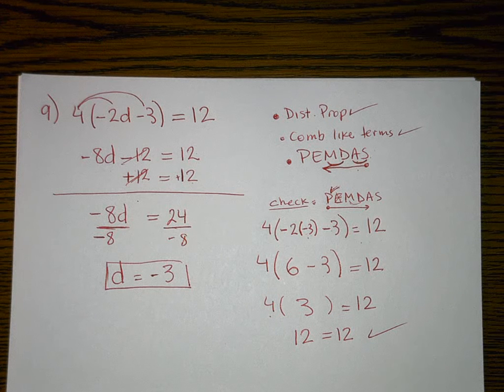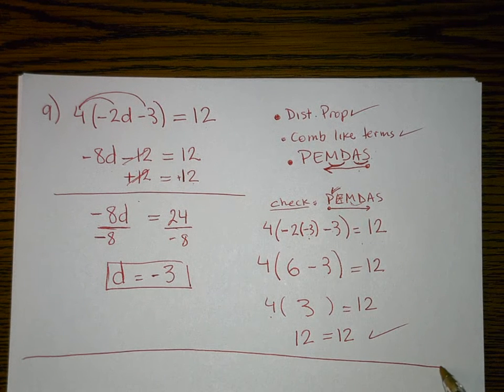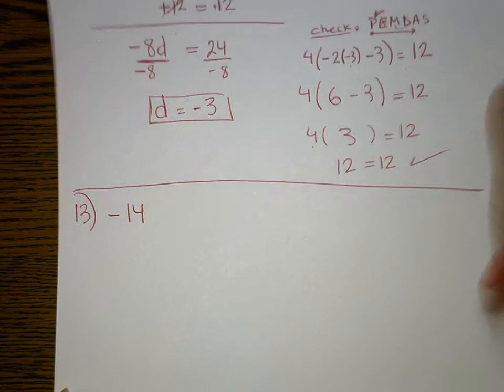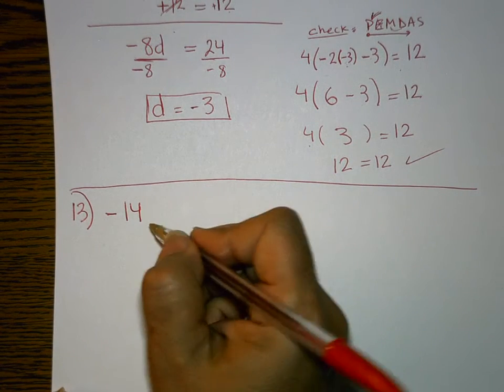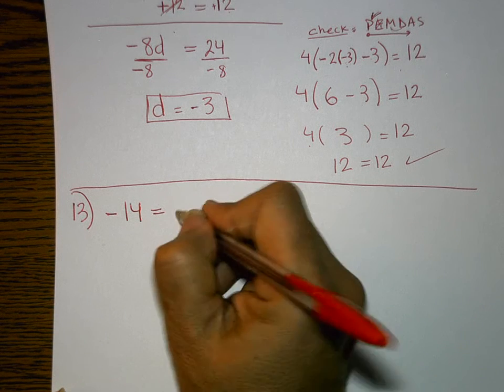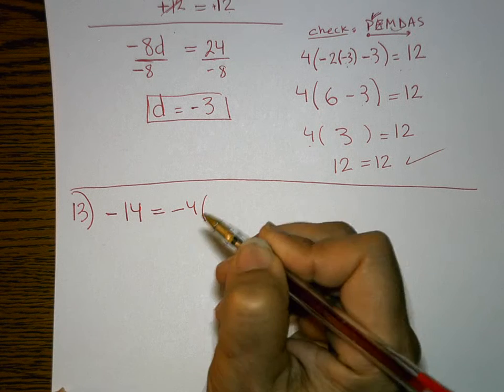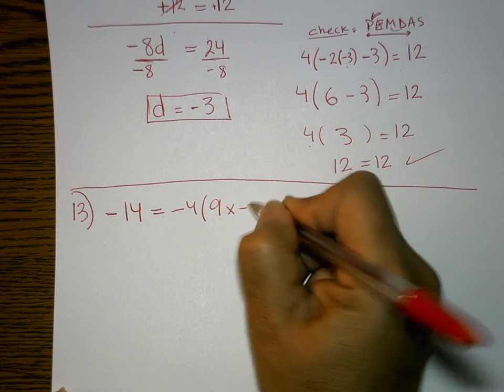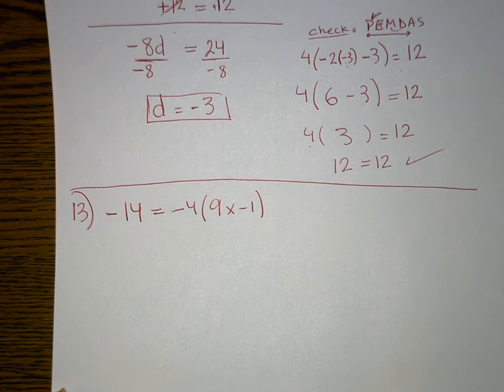Okay? So let's do number 13. Number 13 says, negative 14 equals negative 4 times 9x minus 1. So negative 14 equals negative 4 times (9x minus 1), okay?